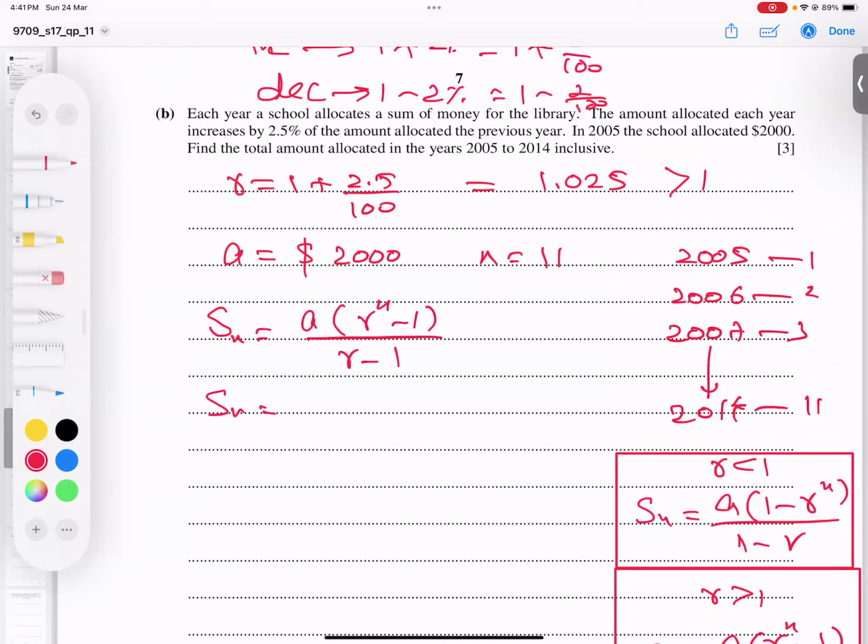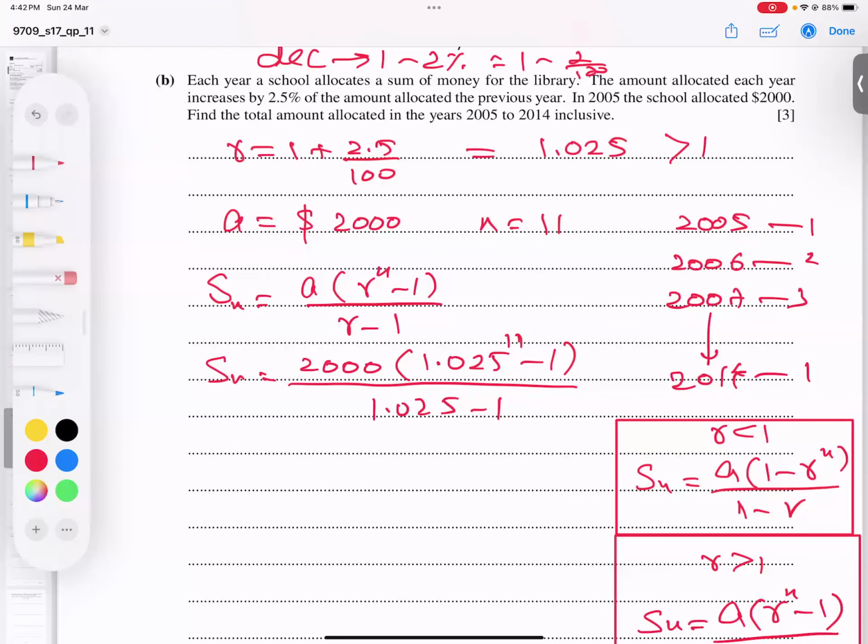So what is a here, student? a is $2,000, and r is 1.025, to the power 11 minus 1, over 1.025 minus 1. I hope the point is very clear. And if you apply the formula in the calculator, hold on, let me check. Sorry, students, I counted a little wrong. This is 10, not 11. So I count on fingers again, and it is 10. That is the only mistake done here.